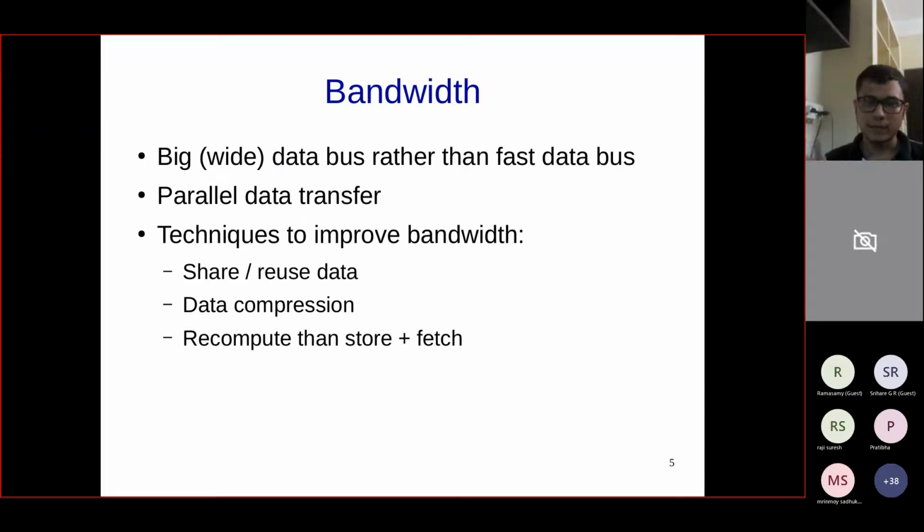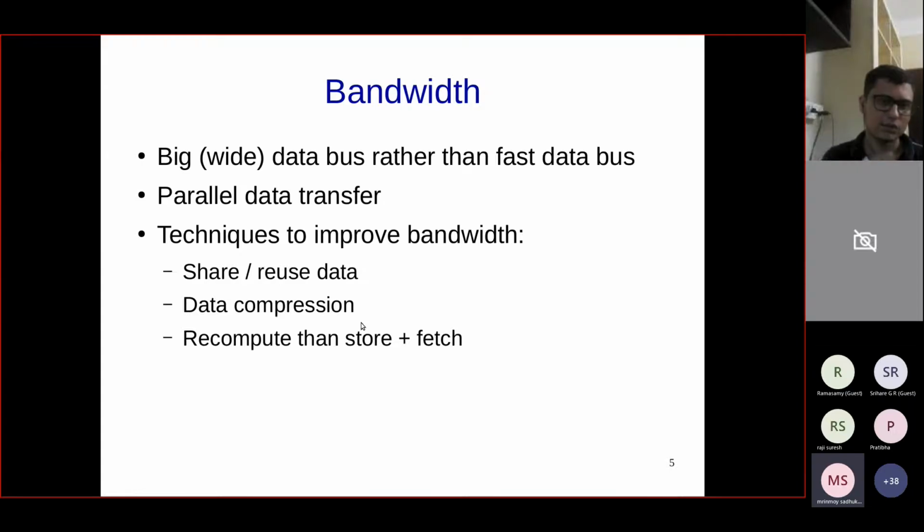Let me put it in this way. Let us say the amount of time taken to transfer uncompressed data was X, the time taken for compression and decompression together was Y, and the time taken for transferring the compressed data was Z. Then Y plus Z should be less than X. To see the benefit of compression, Y plus Z should be less than X. So that is one way we can exploit data compression to improve the bandwidth. We are transferring less data, and compression and decompression are taking minimal time.